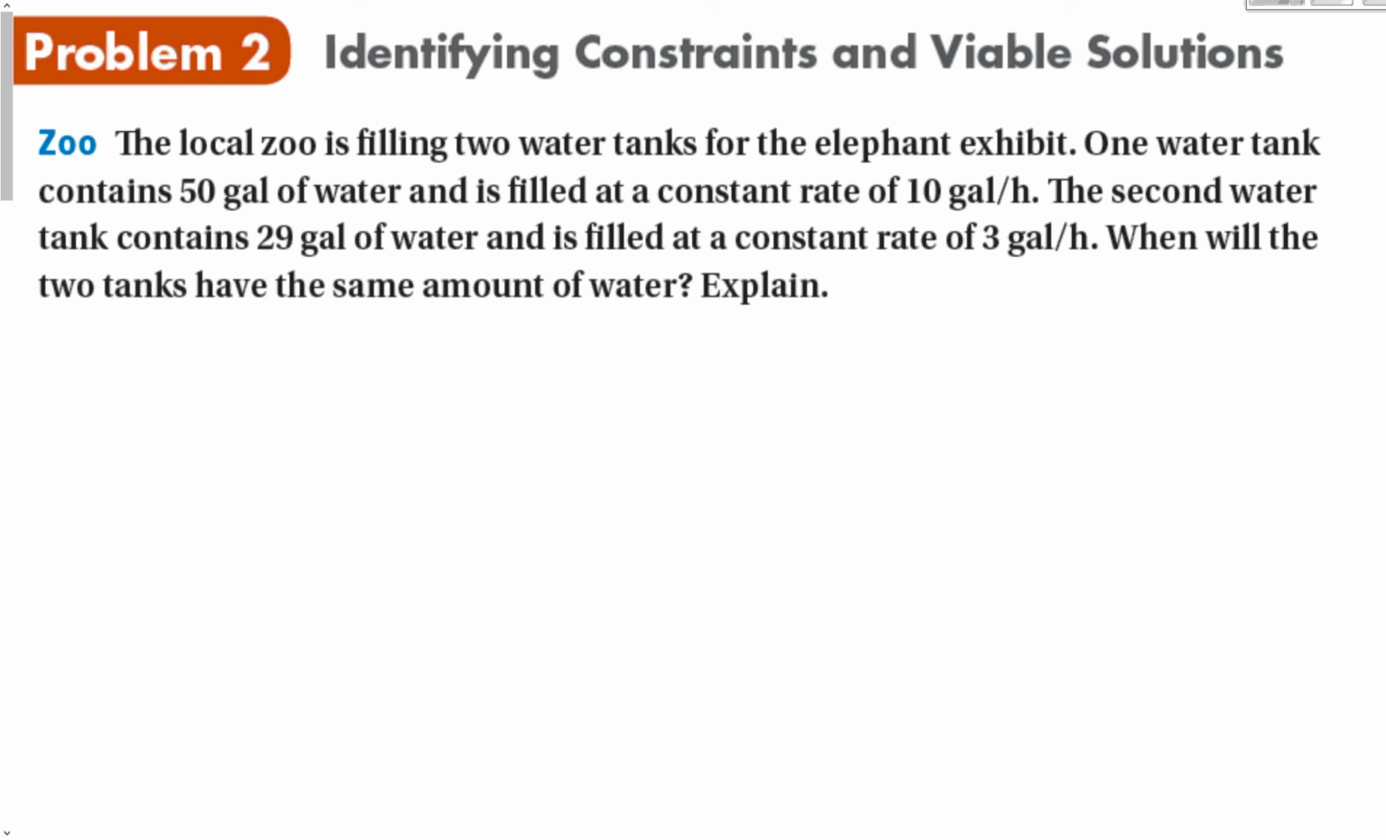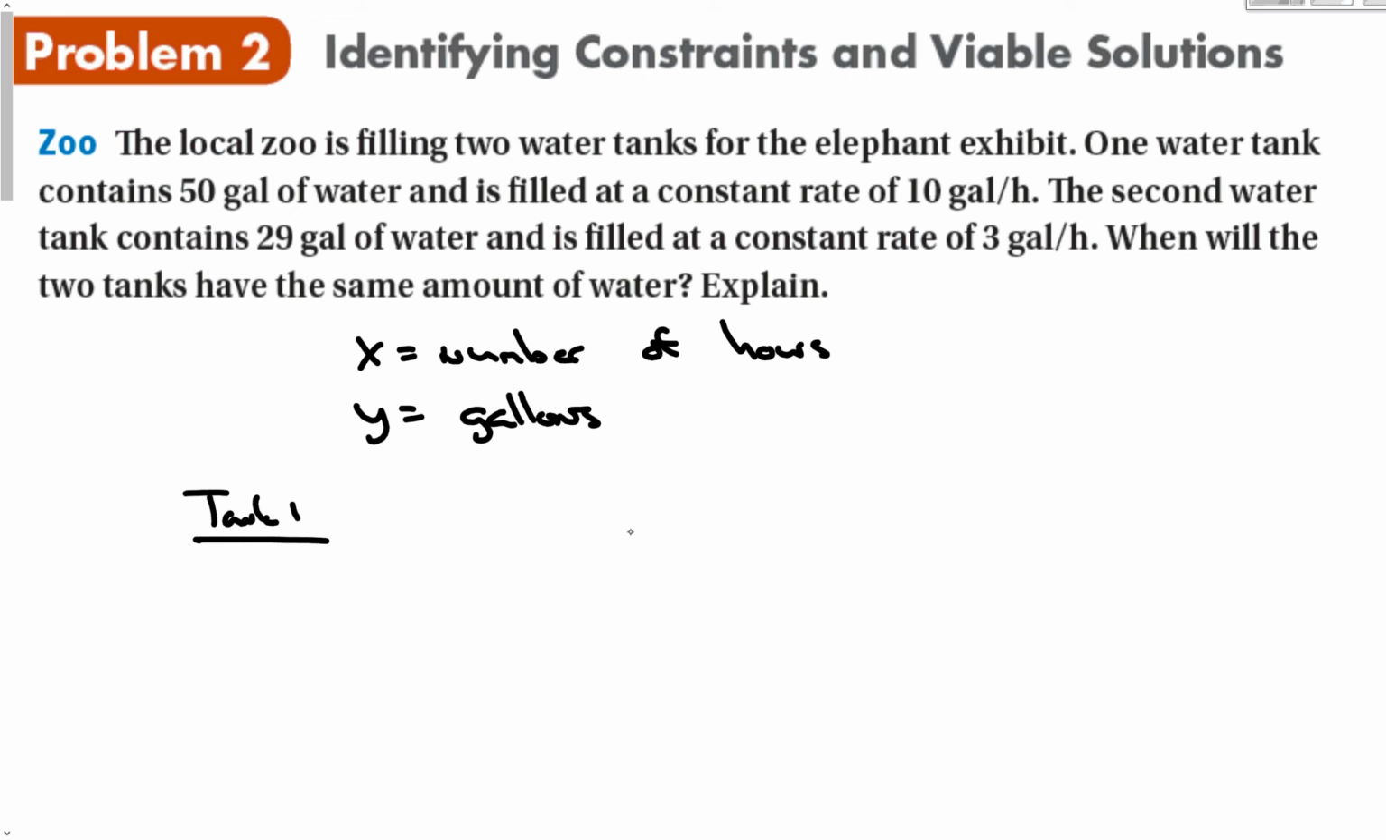So let's define our variables first. X is going to be the number of hours to fill up the tanks. And y, let's let y be gallons. Okay, so let's write an equation for tank 1 and tank 2. And then we'll figure out how to solve them.